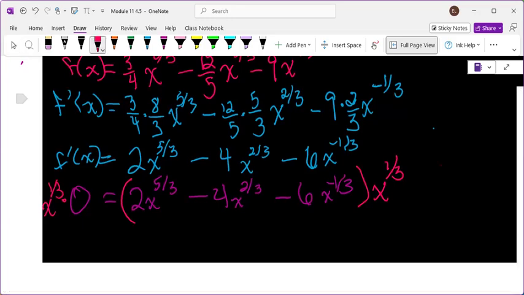All right, so when I distribute the x to the 1/3, x to the 5/3 times x to the 1/3, same bases, so the powers are going to add. So 5/3 plus 1/3 will be 6/3. Yep. So this becomes 2x squared. 2/3 plus 1/3 is 3/3, which is just x to the first, or x. And then x to the negative 1/3 times x to the 1/3, we add. Negative 1/3 and positive 1/3 becomes 0. X to the 0 is the number 1, so it's just minus 6 times 1, so just minus 6.